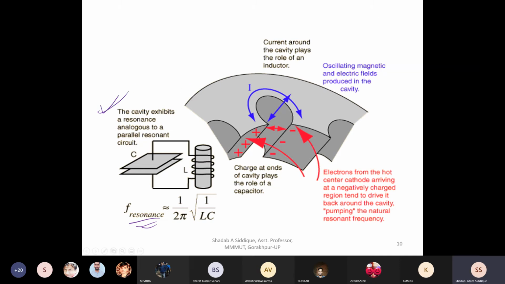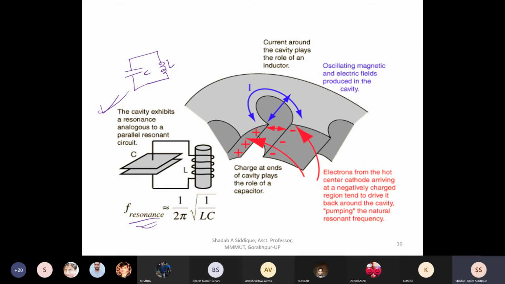So that is nothing but a capacitor which is parallel to the inductor. Now if you see this figure, I already told you that the charge at one end plays a role of a capacitor. So this will be used as a capacitor, and the current due to this will play a role of inductor.